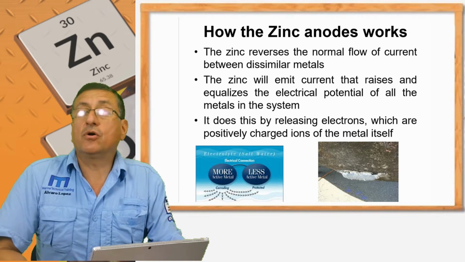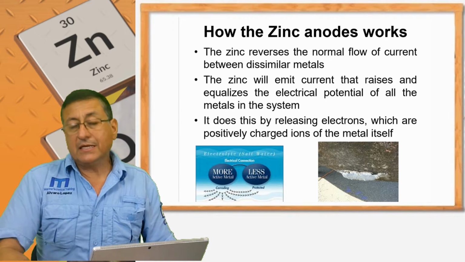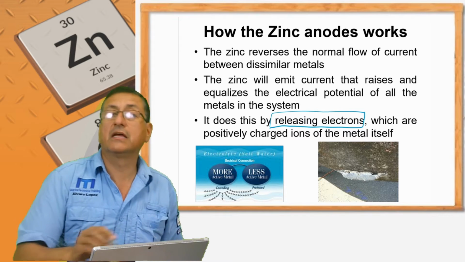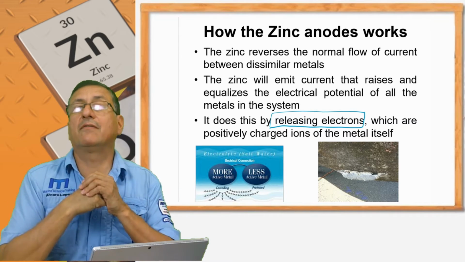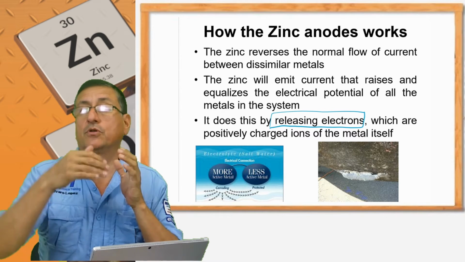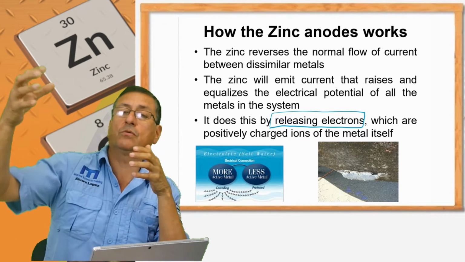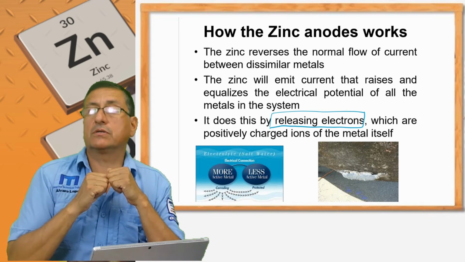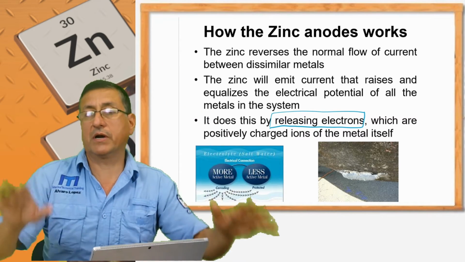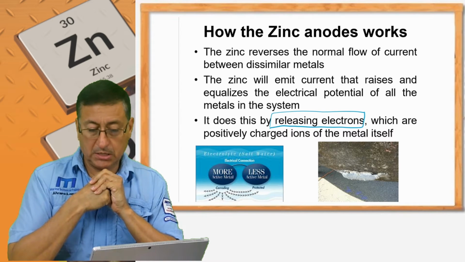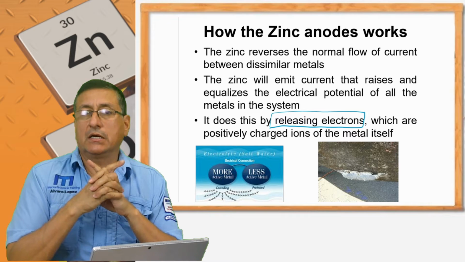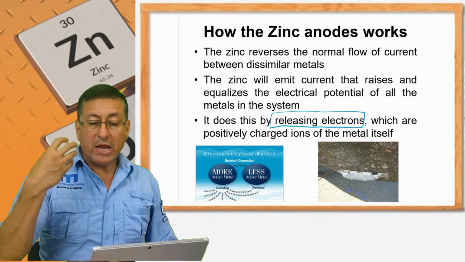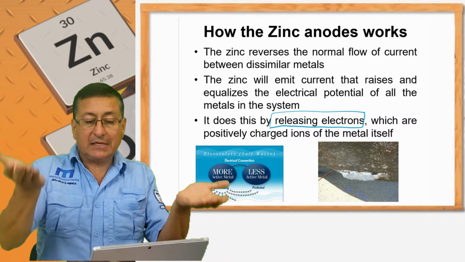How do zinc anodes work? Basically, it's because zinc releases electrons. Zinc, in comparison with the other metals, is less noble and protects them. For example, zinc in comparison with copper alloys for propellers or rotors is good, because the oxygen attacks the zinc and the copper alloy, the nibral, will be protected. That's basically the explanation. The zinc will emit current that rises and equalizes the electrical potential.